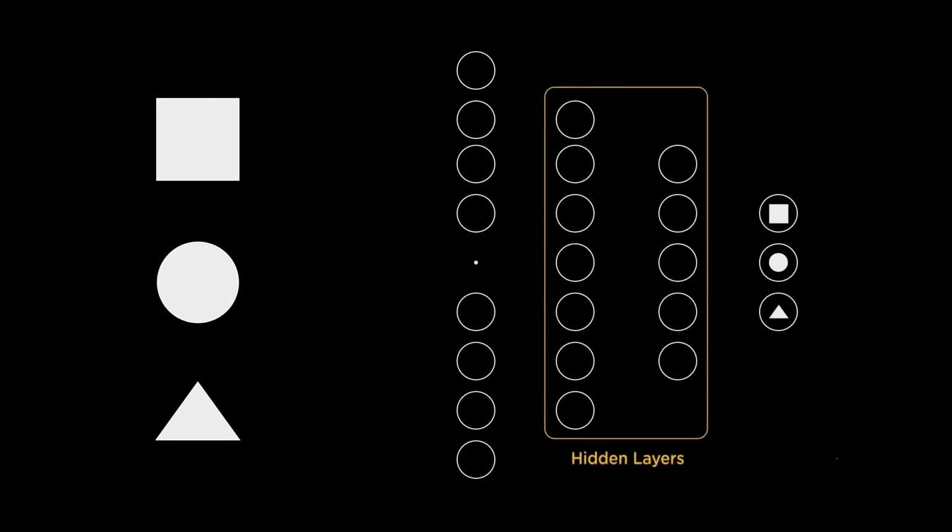Let's construct a neural network that differentiates between a square, circle, and triangle. Neural networks are made up of layers of neurons. These neurons are the core processing units of the network. First, we have the input layer, which receives the input. The output layer predicts our final output. In between exist the hidden layers which perform most of the computations required by our network.